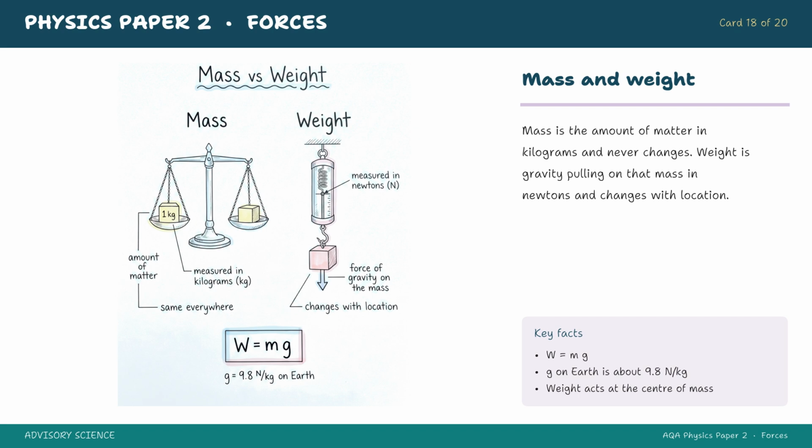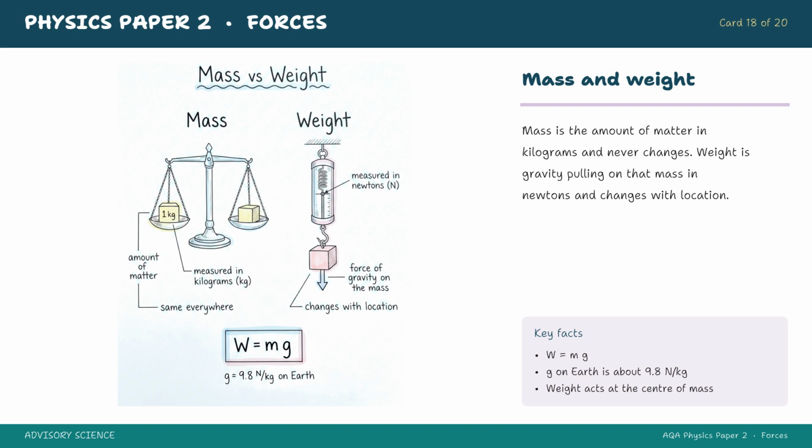Weight is a force, so it's measured in newtons. Mass and weight are linked by this formula. Weight equals mass times gravitational field strength, W equals m times g. On Earth, gravity is roughly 9.8 newtons per kilogram. Weight acts from a single point called the centre of mass. In the exam, if the question gives mass in grams, divide it by 1,000 to get kilograms before you calculate the weight.